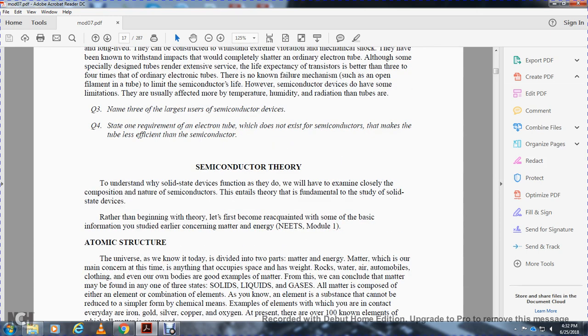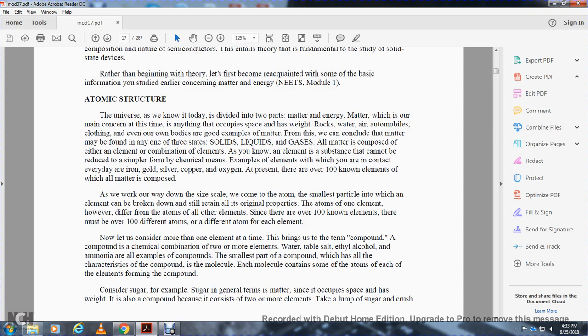Now, on to semiconductor theory. To understand how solid-state devices function as they do, you will have to examine closely the composition and nature of semiconductors. This entails a theory of the fundamentals of the study of solid-state devices. Rather than beginning with the theory, let's first become reacquainted with some of the basic information you studied concerning matter and energy in NEETS Module 1, Atomic Structure.